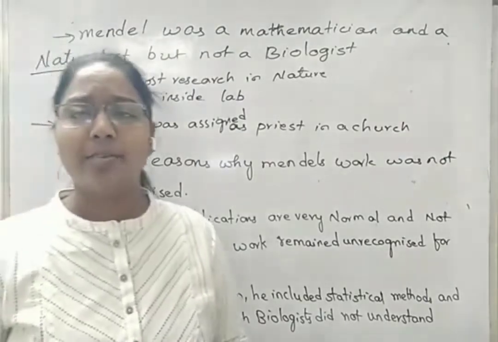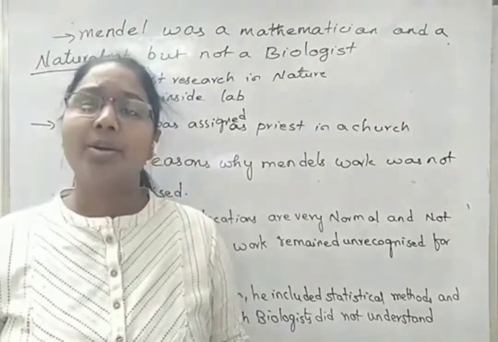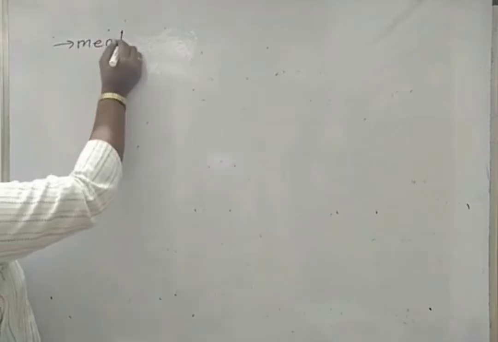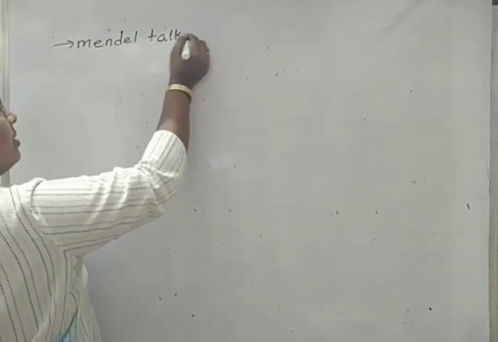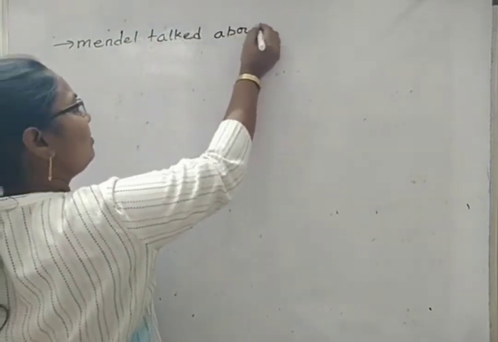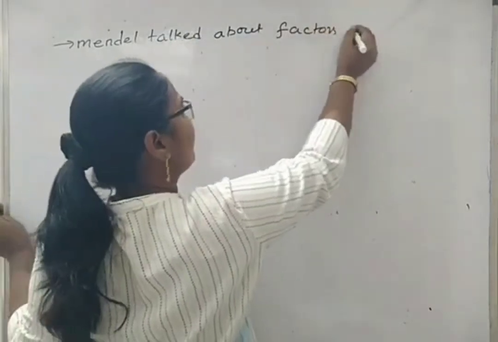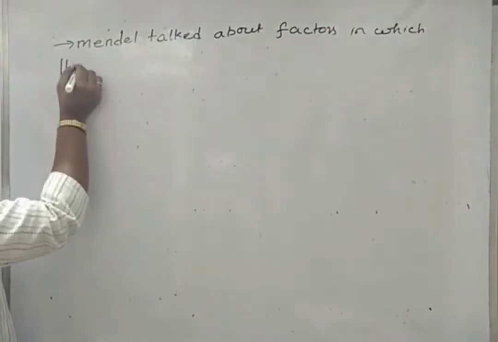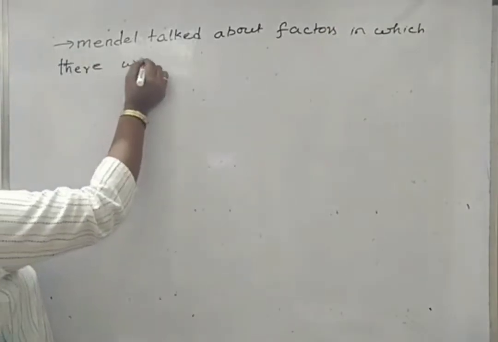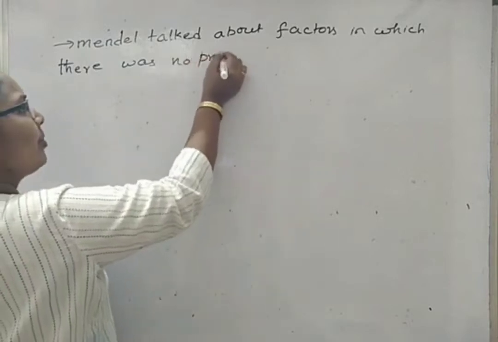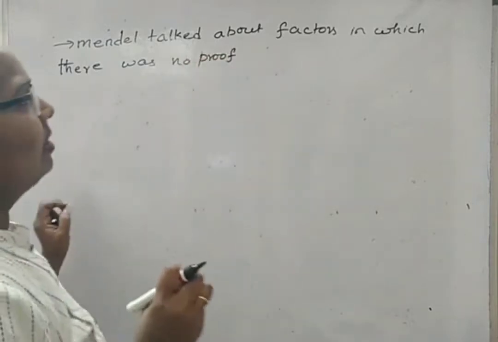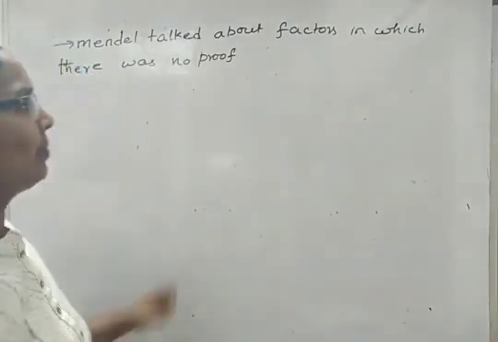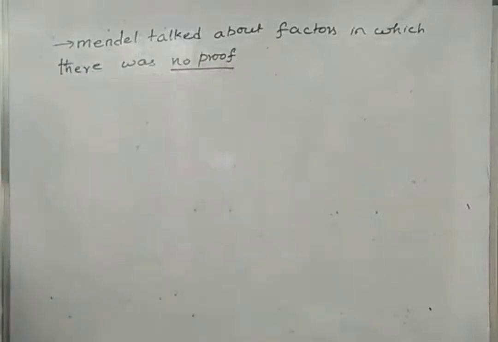That one we can write in the form of: Mendel used a term called factor for which he couldn't provide the proof. Mendel talked about factors in which there was no proof. He couldn't provide the proof. This inability to provide proof might be because of the lack of a microscope.